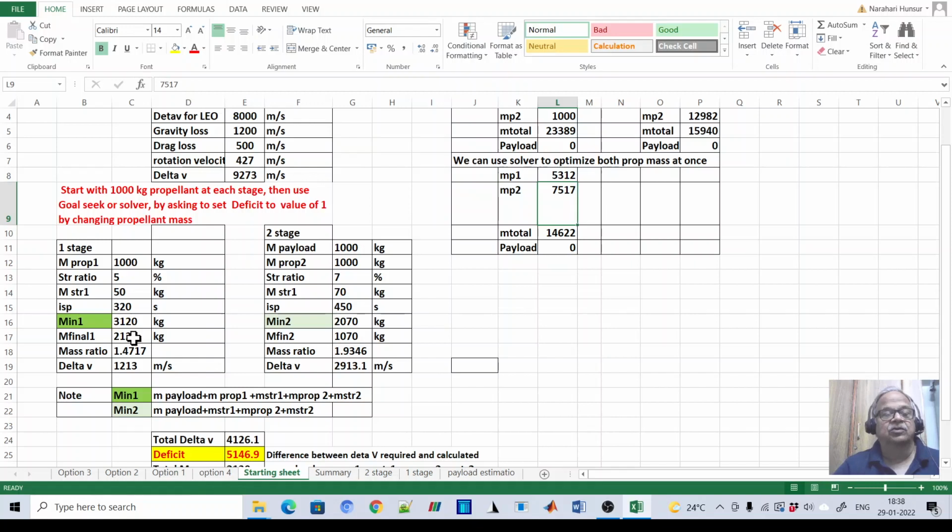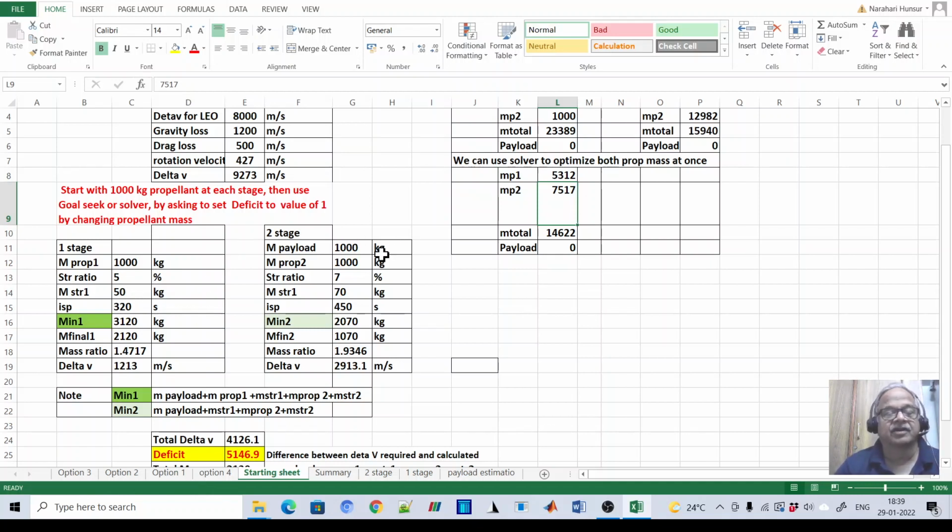Okay, and we all know the equation to estimate the delta V imparted by this stage: gravitational constant g times ISP, which is 320, times the logarithmic ratio of the initial mass to final mass. Plugging that into this simple formula, you will get a delta V of 1213 meters per second. That is, if the first stage propellant is only 1000 kgs, this is what you will get.